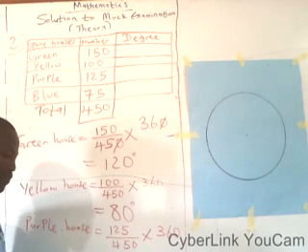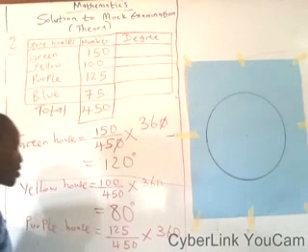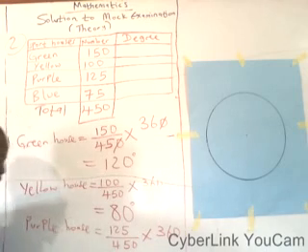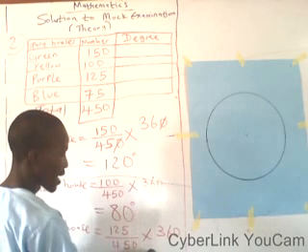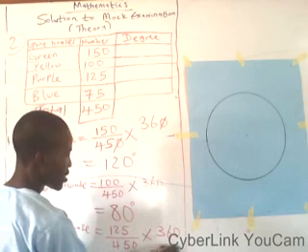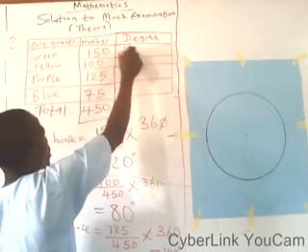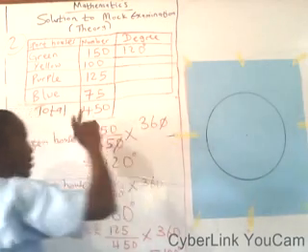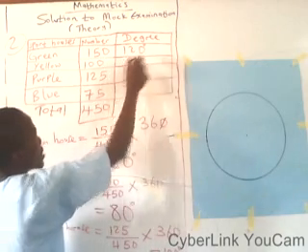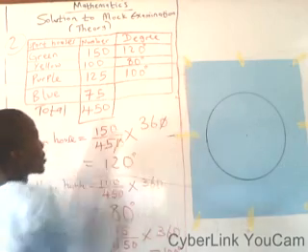125 divided by 450 multiplied by 360. By the time you do this calculation very well, you are going to arrive at your final answer here, which will be 100 degrees. For the green house, 120 degrees. For the yellow house, 80 degrees. For the purple house, 100 degrees.